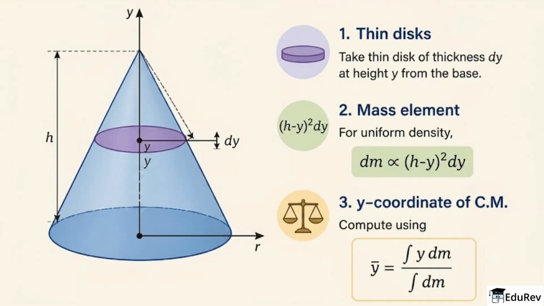For a solid cone of height h measured from the vertex, we consider thin discs, write dm proportional to y squared dy and compute y-coordinate as the integral of y dm over total mass.